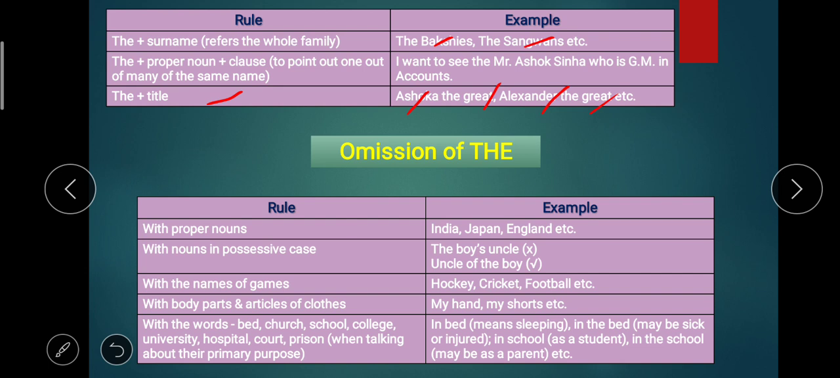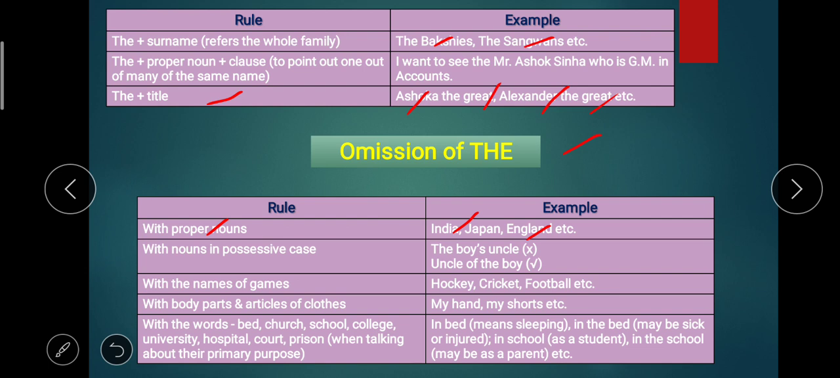Now next is omission of "the". What are the situations when we use the zero article, or have to drop "the"? First is with proper nouns. Though I mentioned a few situations where we use "the" even before proper nouns, in general, if we exclude those one or two situations, we never use "the" before proper nouns like India, Japan, England, etc. They are always used without "the" before them.